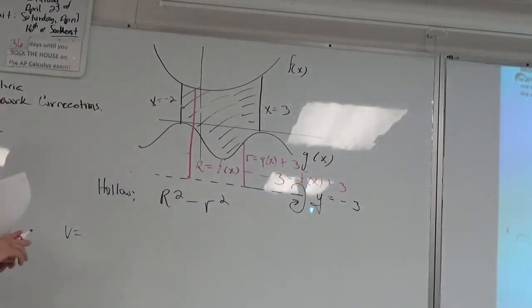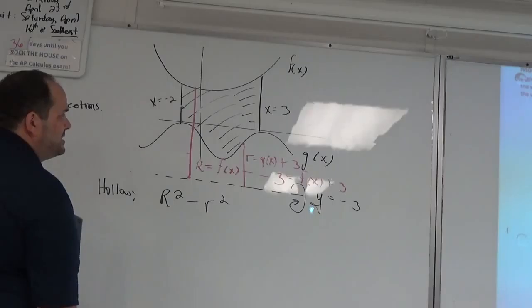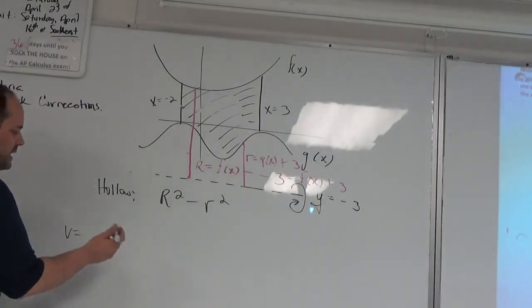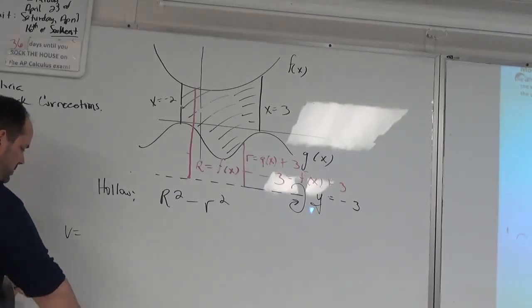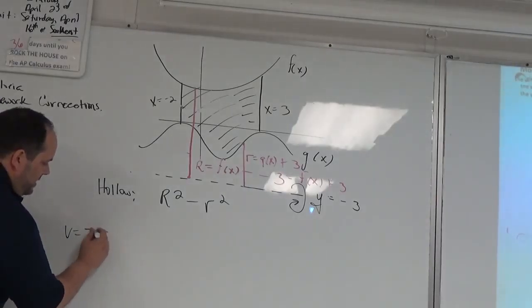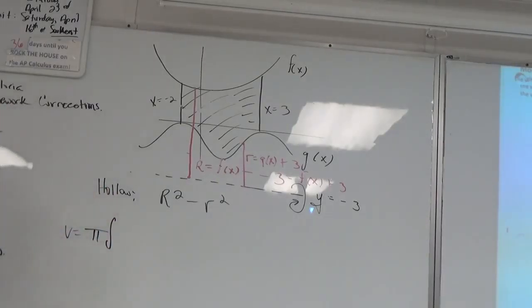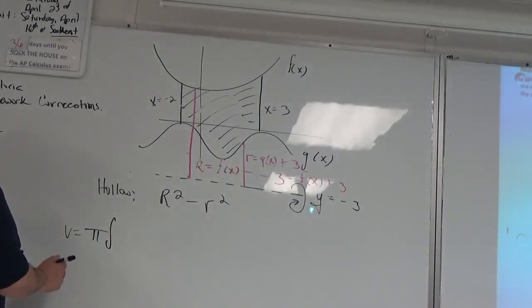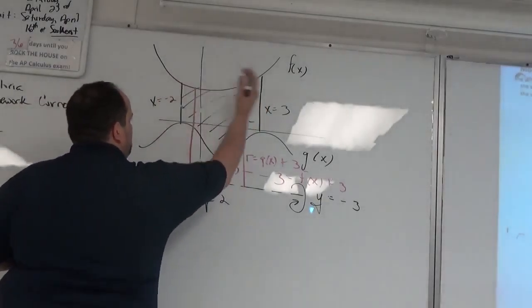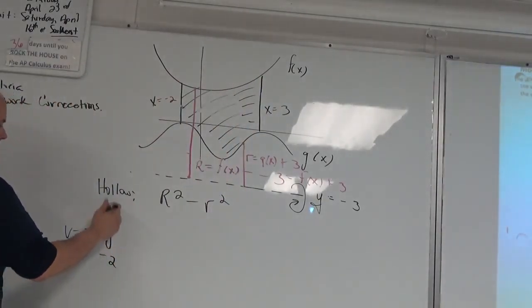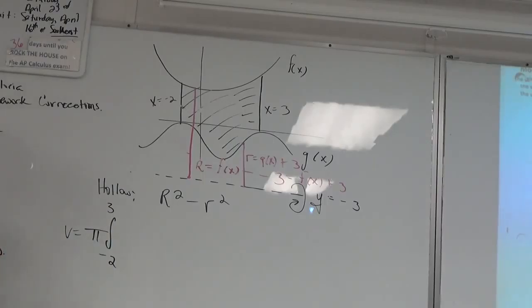Now I think you guys yesterday did a great job, and this just seemed to work really well. We know that your setup is going to be pi. Oh, that's a dead marker. Okay, pi. Integrating. Where do we integrate from? Where do we stop? -2 to 3. Right, if these are my vertical lines at -2 and 3, I'm integrating from -2 to 3.